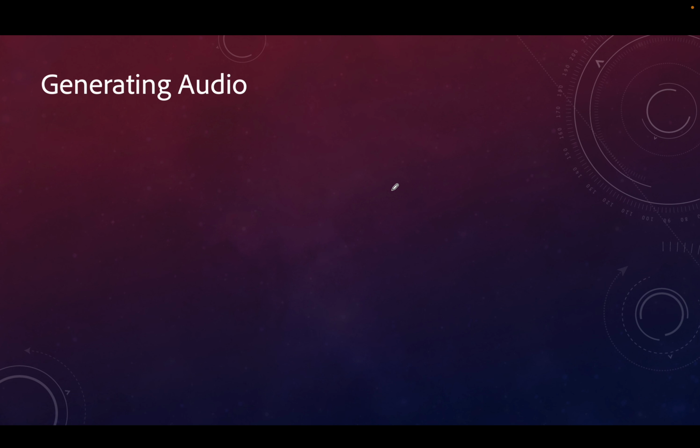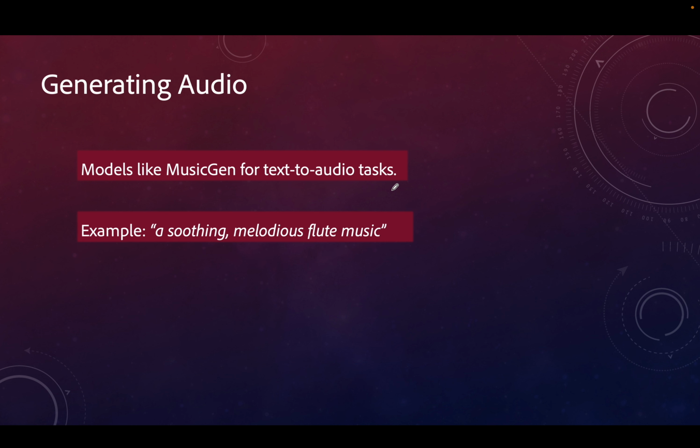Now let's come to the third use case, which is generating audio. Generative models aren't limited to images and text, and these are, I think, most popular in images and text, but you can also generate audio. They can generate sound clips. For example, using MusicGen, which is Facebook's model, we can create music based on a text description. For example, we can write a soothing melodious flute music, and it will generate music based on this prompt, and we will see a demo of this.